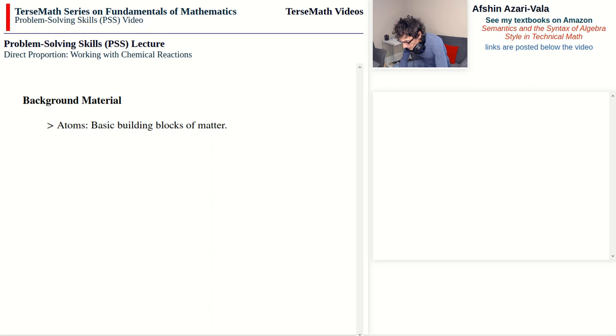And to begin, atoms, these are, as we discussed in an earlier video, the basic building blocks of matter. You can think of atoms as Lego pieces, and just as you can put Lego pieces together to create complex structures, you can do the same with atoms. You can combine them in different ways to come up with what we call molecules.